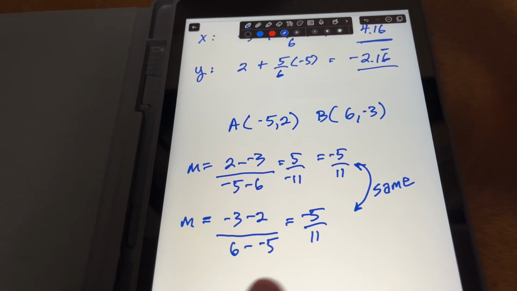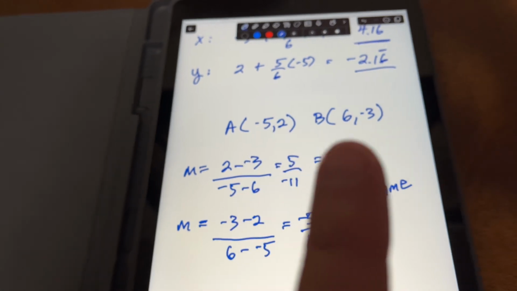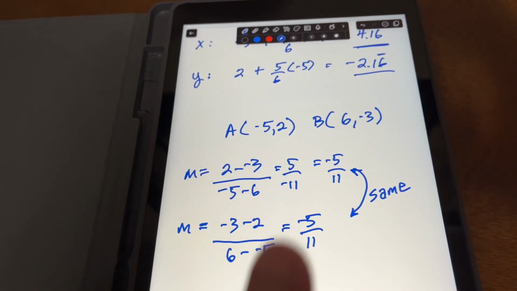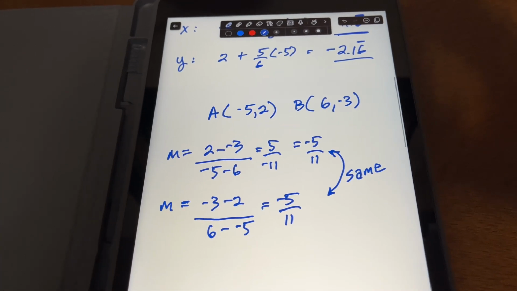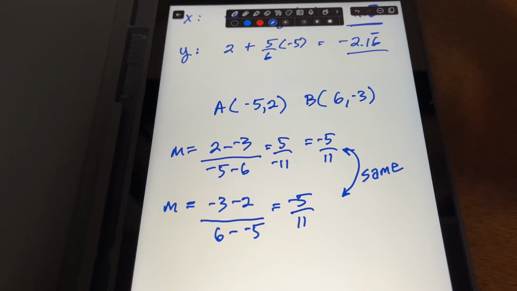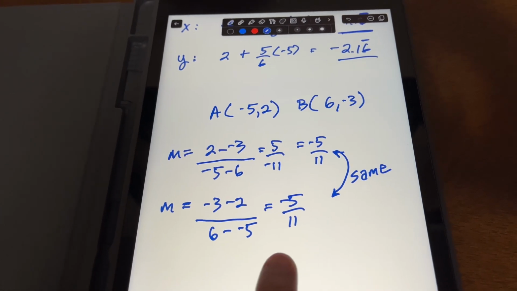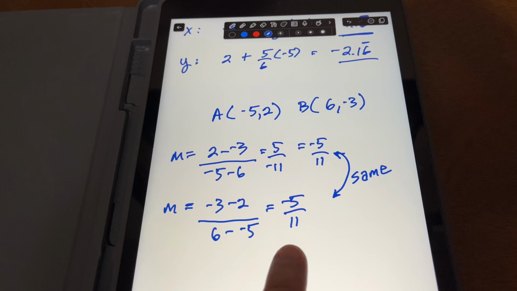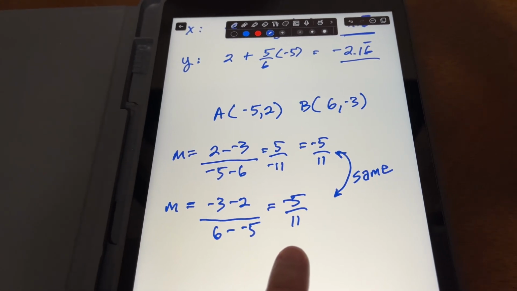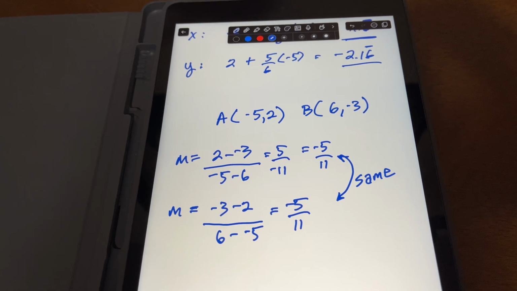And the other way around, if I start over here with the y's and do this minus this, then on the bottom, I better do this minus that. So you're consistent. Anyway, I just wanted to show you that you get -5 over 11 either way, because 6 minus -5 ends up being a positive 11. So this way you don't have to adjust the subtraction or the negative sign. This way you did, but you end up with the same thing.